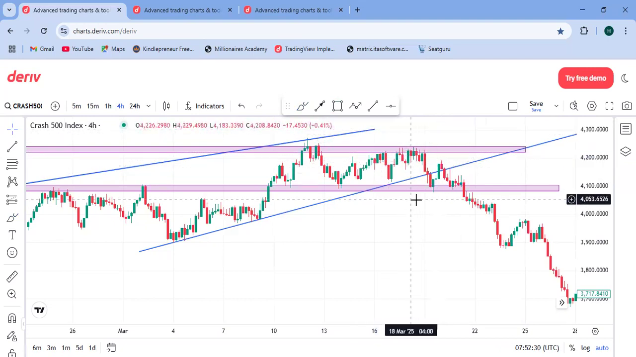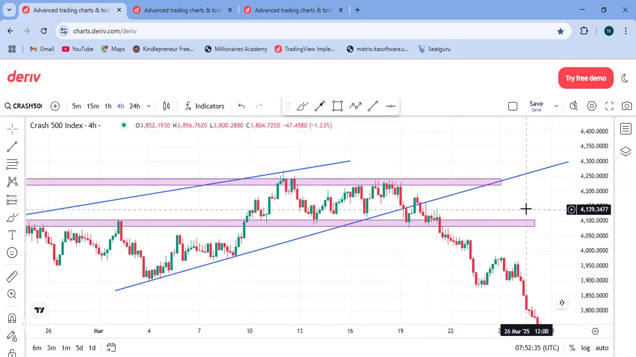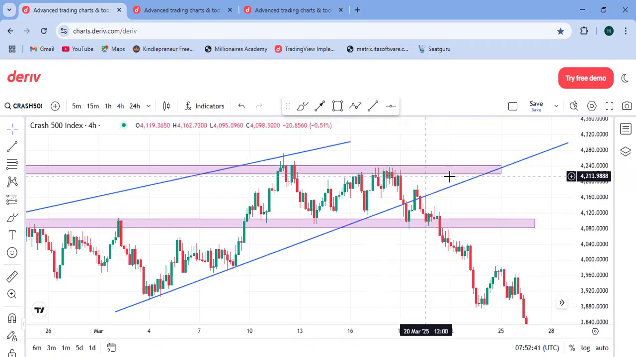What I'm trying to say is your stop loss is going to be smaller compared to someone who will be waiting for the bearish engulfing candlestick pattern on this zone to enter the trade, except that person maybe goes to a much lower time frame.